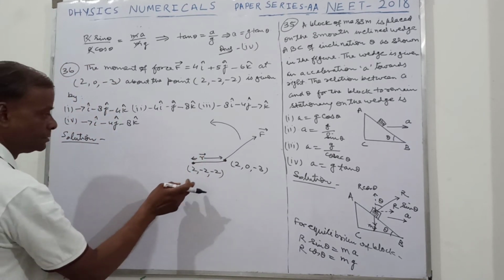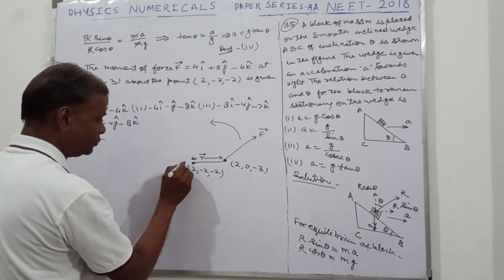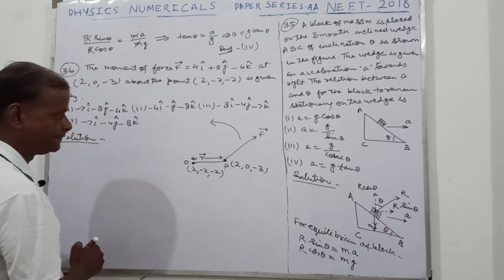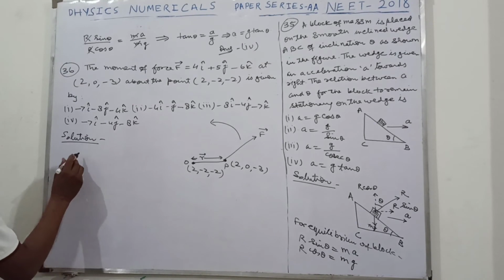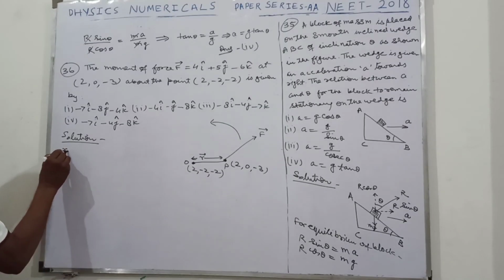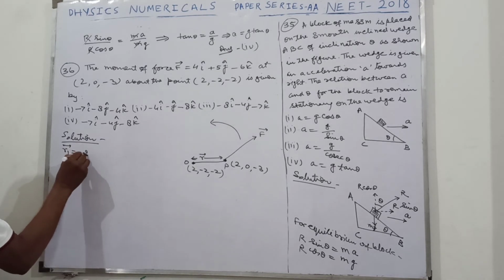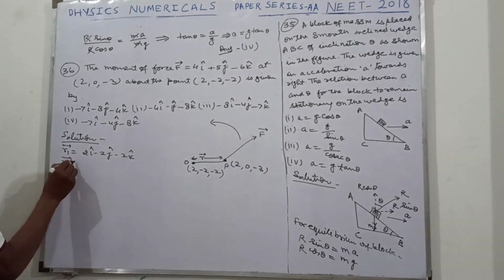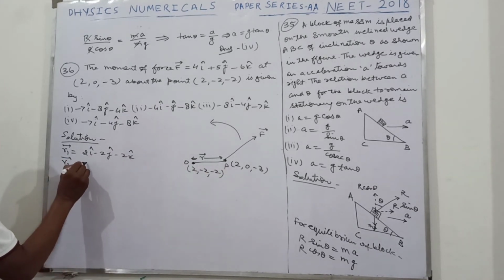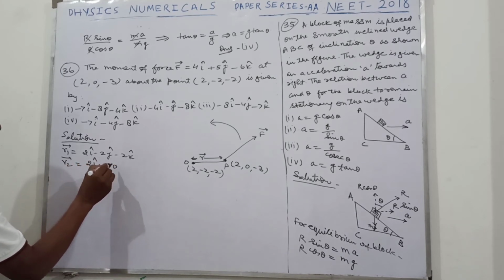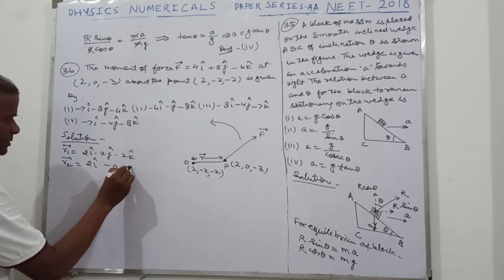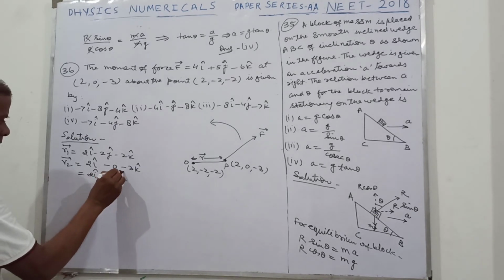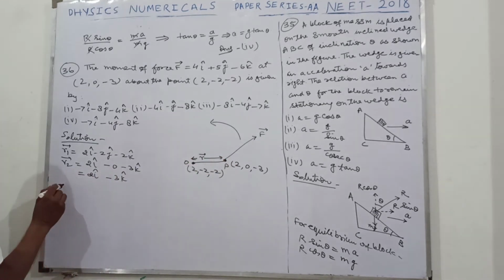So R will be how much? Suppose this is O and this is P. Now R1 with respect to the origin is 2i minus 2j minus 2k, and R2 with respect to the origin is 2i minus 0 and minus 3k, so this is equal to 2i minus 3k.